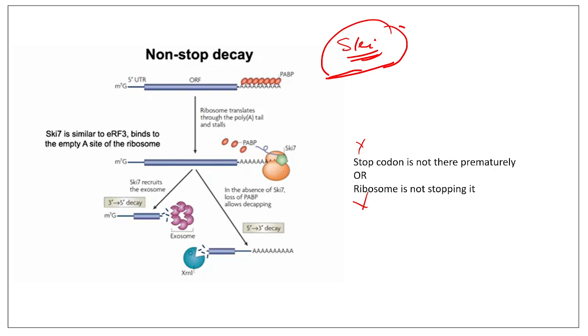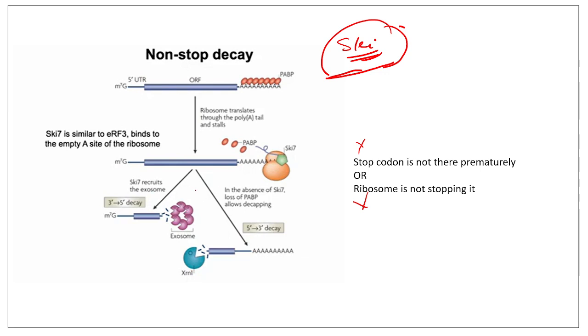These Ski proteins recruit the exosomes, and the exosome causes the 3' to 5' decay. Or if there are no Ski proteins, then what happens? Decapping occurs, and then 5' to 3' decay occurs. So in non-stop decay, it can happen either in a 3' to 5' manner or a 5' to 3' manner. This we have studied repetitively so many times.